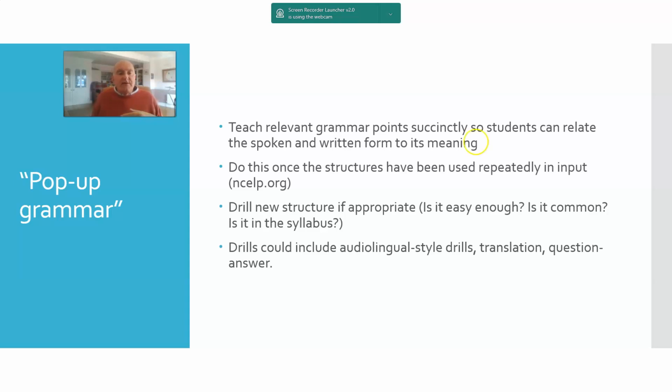NCELP.org. By the way, for those who don't know it, the NCELP is the National Centre of Excellence set up a year or two ago at the University of York in England. Well worth going to look at their site, at the resources and presentations for teachers on things like grammar and vocabulary. You might want to drill a new structure if you think it's appropriate. So in that case, the perfect tense, I watched a film, you could easily work up a little audiolingual style drill there, so they could say lots of sentences all beginning with I watched or I listened to, whatever it might be.